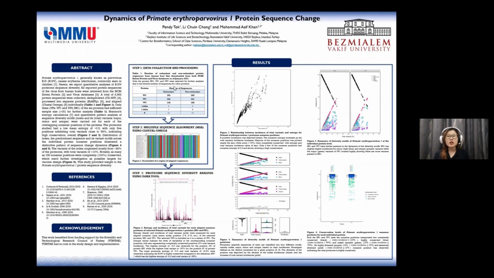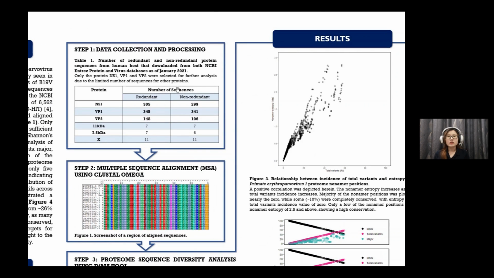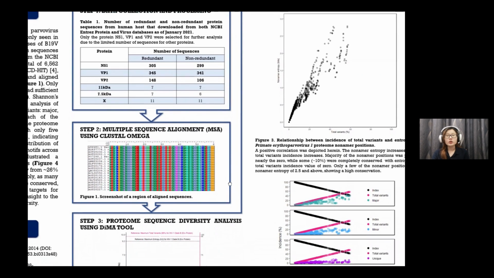Table 1 here lists the number of redundant and non-redundant sequences of the 6 proteins coded by the virus. One could surmise that the virus has been understudied given the small number of sequences for each protein. Thus, only 3 of the 6 proteins, VP1, VP2, and NS1, which have a sufficient sample size of more than 30, were further analyzed. The analyses were carried out on the alignment of the proteins, a sample alignment shown in Figure 1.